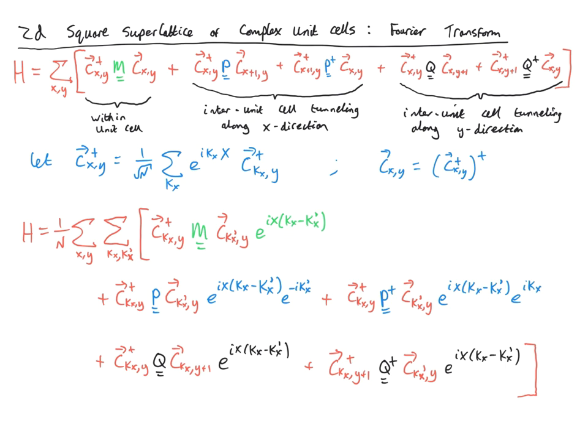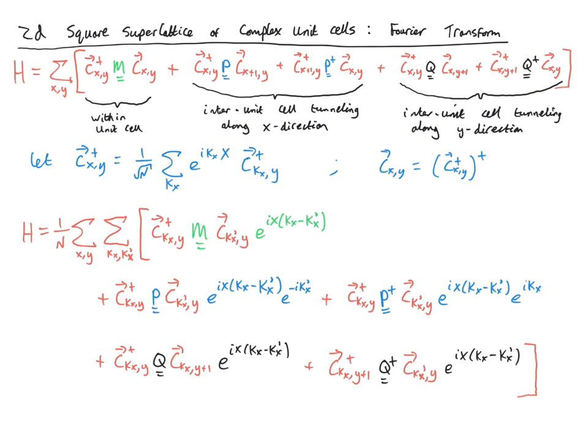And because in our original expression here, we have operators x and x plus 1, operators x plus 1 and x, we have, as with the 1D chain, this extra factor here coming out of e to the minus i kx primed. That's coming because of this extra plus 1 in here. And likewise in the Hermitian conjugate term. And that's for tunneling along the x direction.